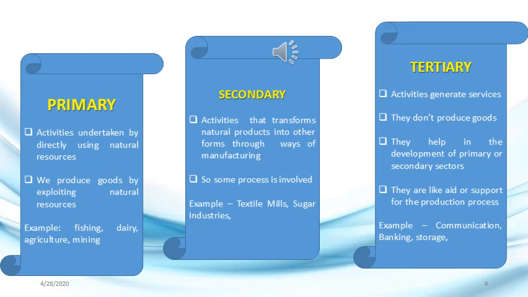to nature. And when you shift to secondary activity, there is a transforming process involved. Activity that transform natural products into a finished product. Okay, and those finished products are not directly consumed by human beings. All the products of secondary activities are not consumed directly by the human beings. Some are consumed directly, some are not.